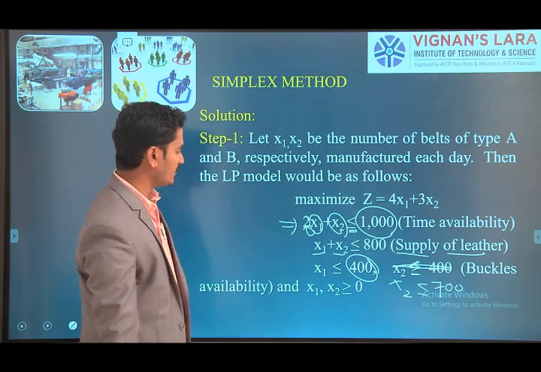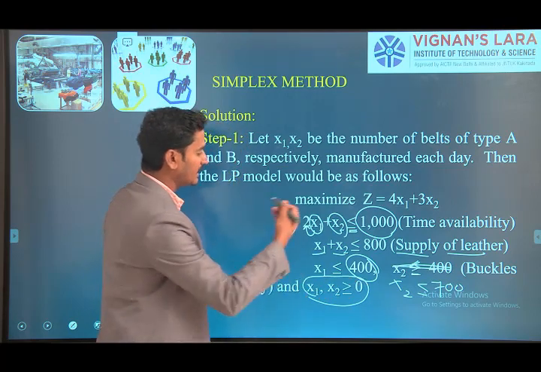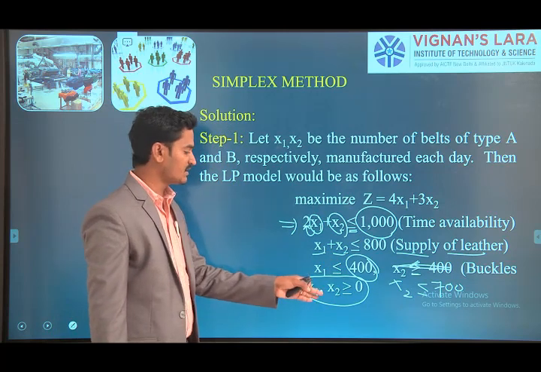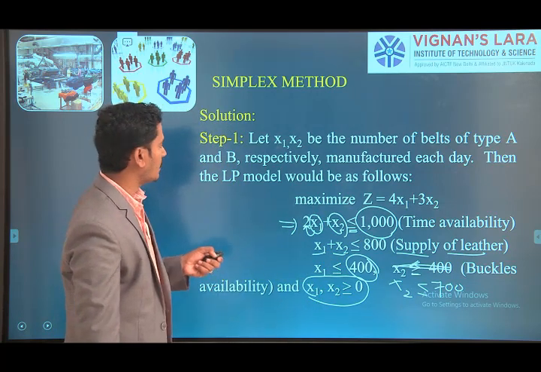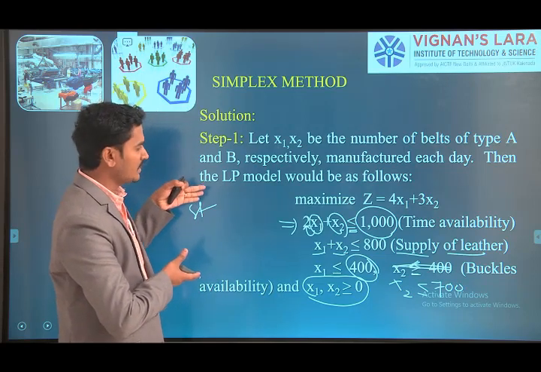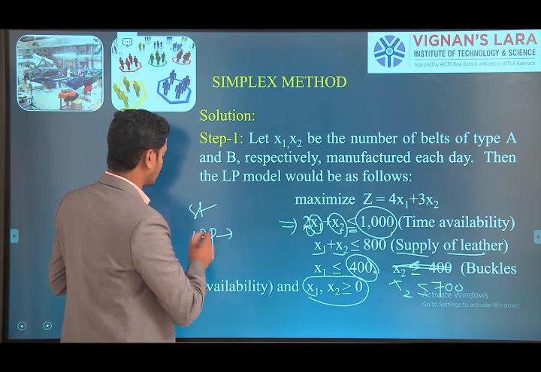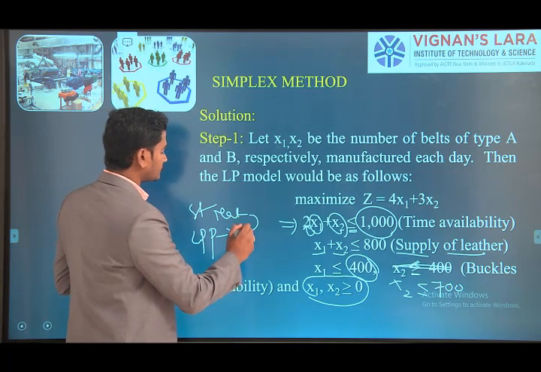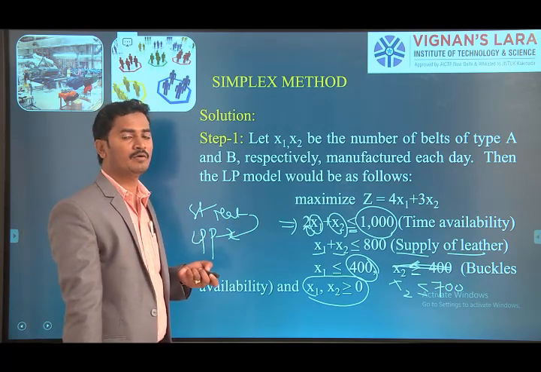How many constraints are there? Total 4 constraints. On the right-hand side we don't have any negative values, so we take the non-negative constraint: x1, x2 greater than or equal to 0. In this step we converted the mathematical model into an LPP. Now we are going to convert this LPP into standard form or canonical form.